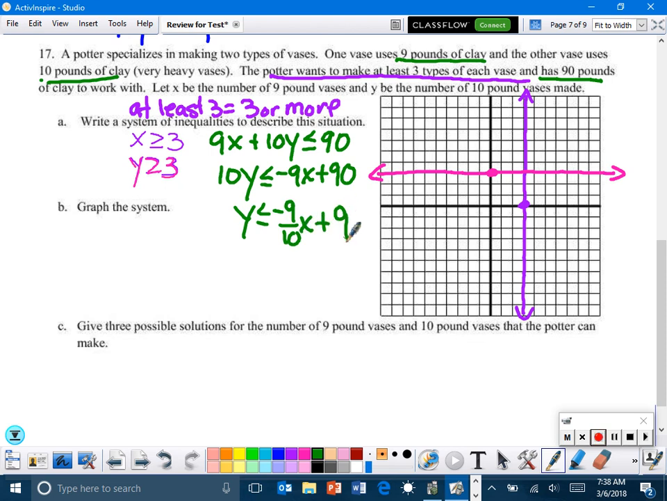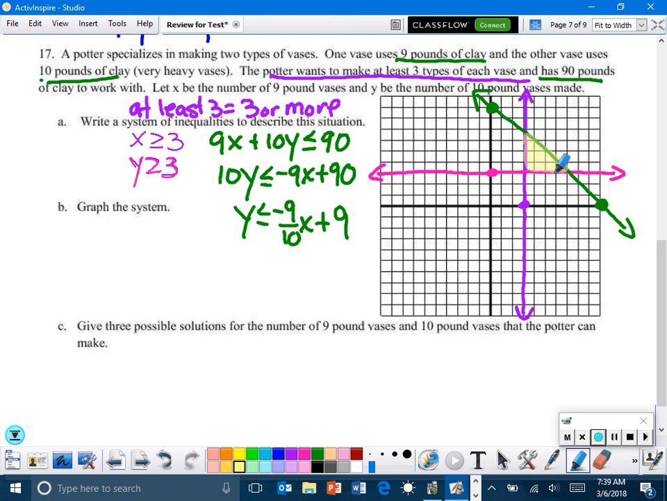All right, so I'm going to graph it. So my y-intercept is 9. And my slope is down 9 over 10. Solid line. All right, shading. I'm going to shade above the pink to the right of the purple because X is bigger, and then below the green. So this area right here is the solution set.